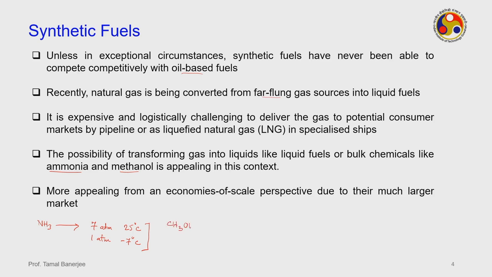That is why these fuels are gaining ground. India has declared a hydrogen based economy, and you know about the different kinds of hydrogen. You have read the concepts of green hydrogen, blue hydrogen, brown hydrogen. Brown hydrogen comes from coal or fossil fuels. Blue hydrogen, you know, comes from water splitting. Green hydrogen comes from compounds like ammonia and methanol. So, these are different sources of hydrogen, and hydrogen is now used as a fuel. It is more appealing from an economics of sales perspective due to their much larger market. This is why synthetic fuels came into prominence.